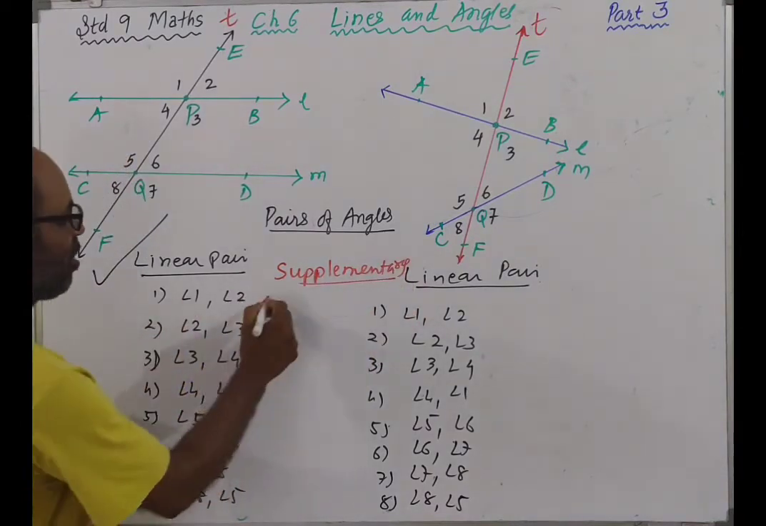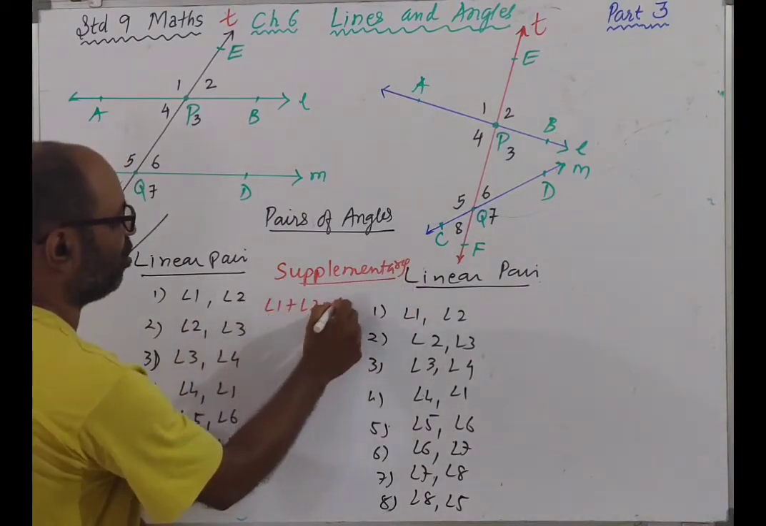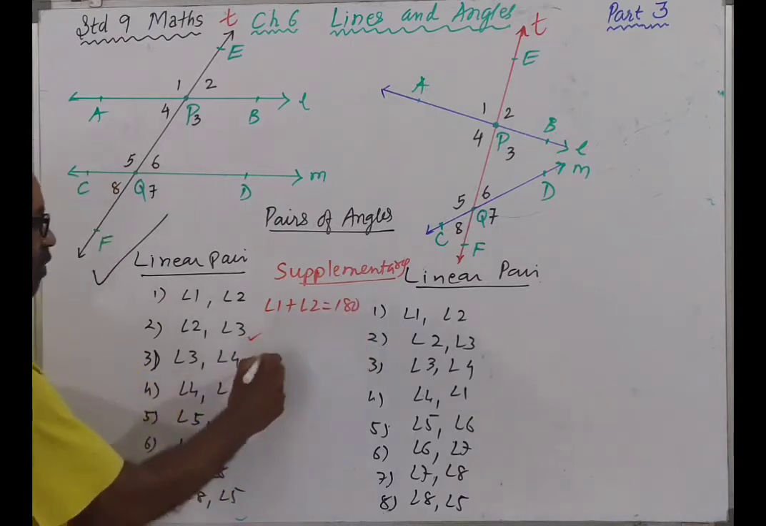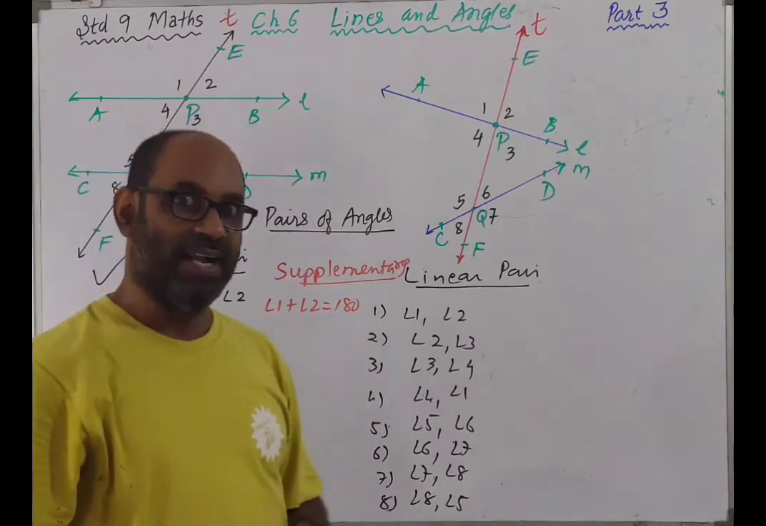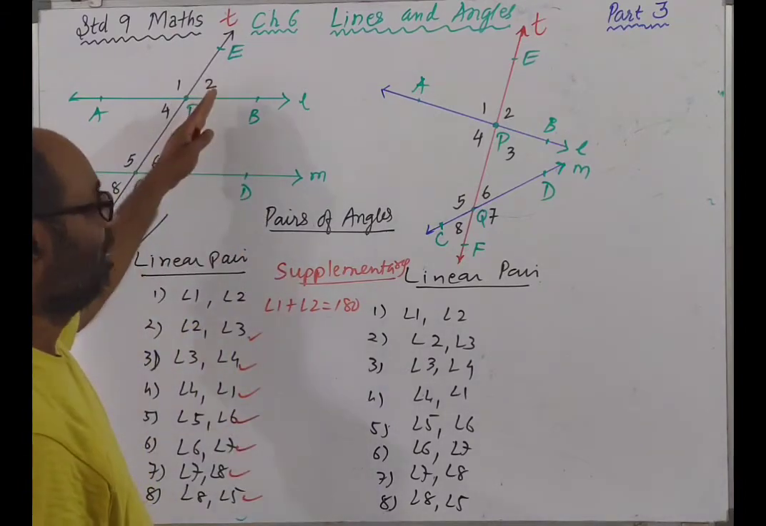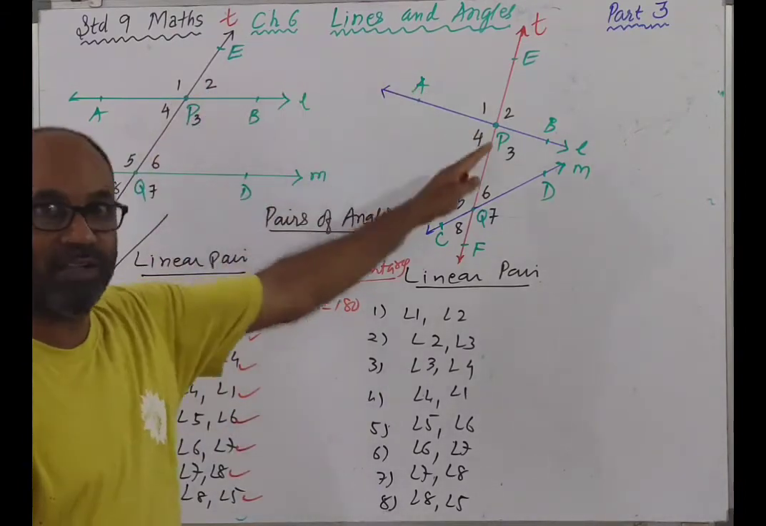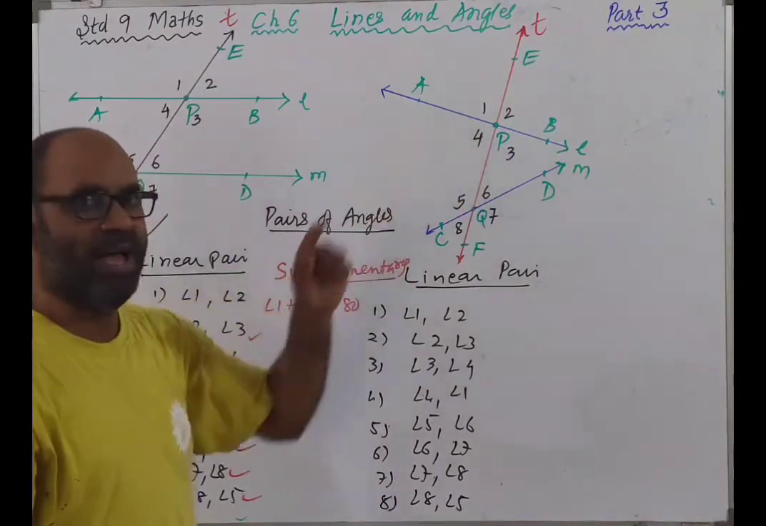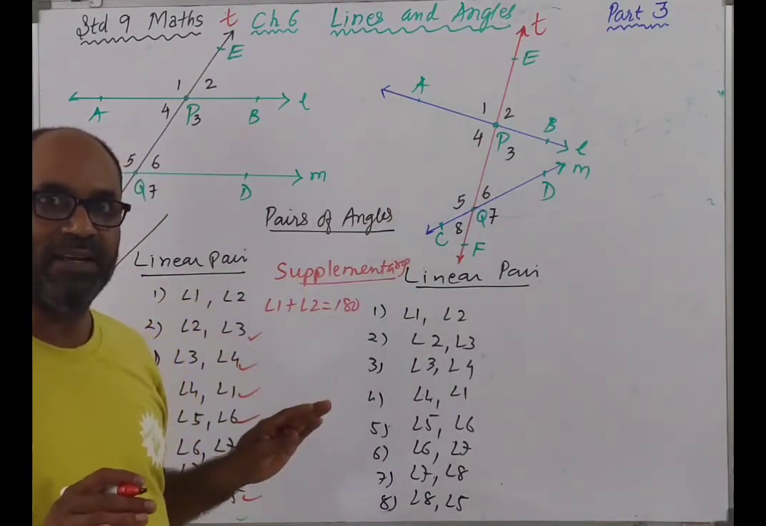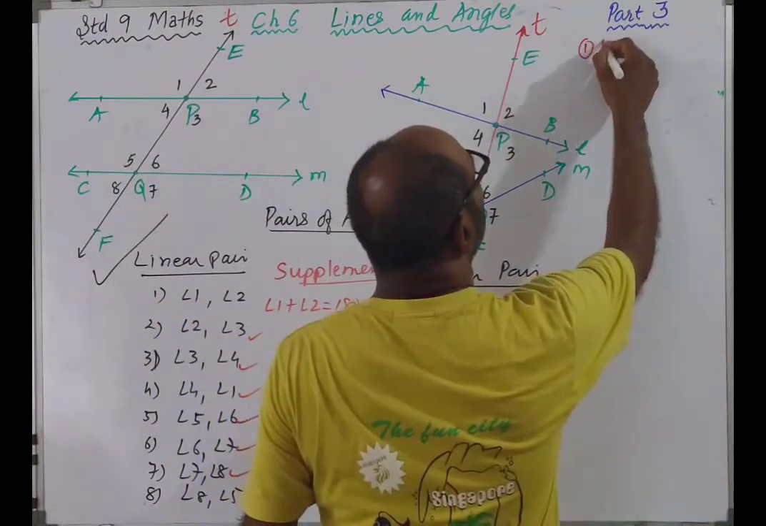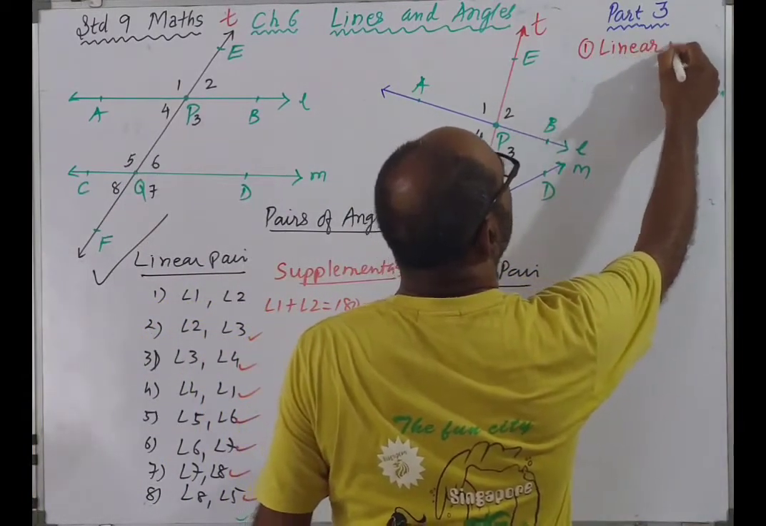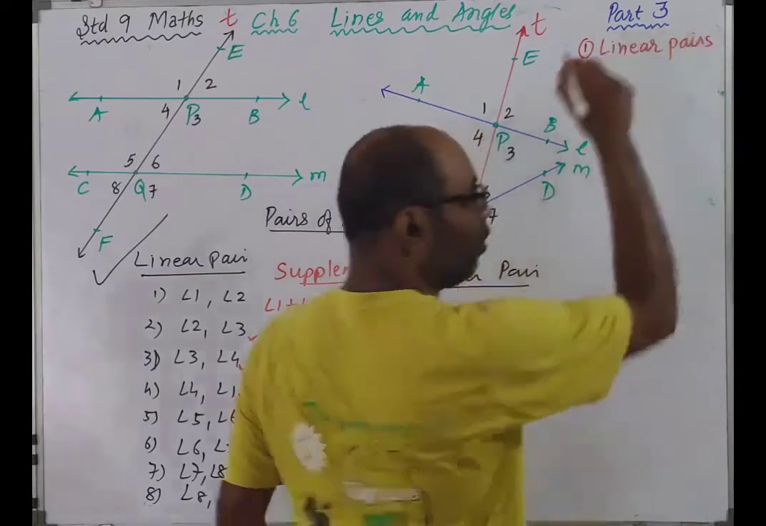It means the total measure of angle 1 and angle 2 is 180. Similarly, for all pairs of angles, the total measure is 180 degrees. Whether it is in the first case or in the second case, linear pairs are always supplementary. So understood? The first pair of angles we have seen is the linear pair. I'll make a note of that.